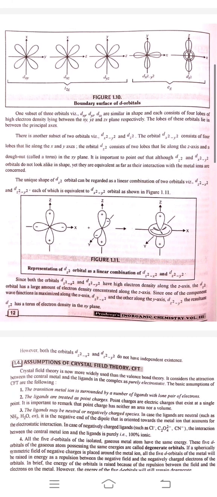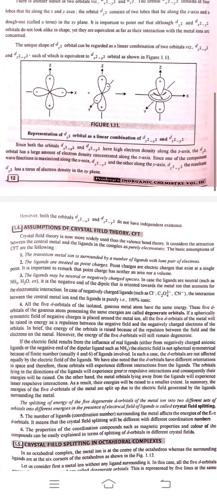The unique shape of the dz square orbital can be regarded as a linear combination of 2 orbitals, dz square minus x square and dz square minus y square, each of which is equivalent to the dx square minus y square orbital. Both orbitals, dz square minus x square and dz square minus y square, have high electron density along the z-axis, and so the dz square orbital has a large amount of electron density concentrated along the z-axis.